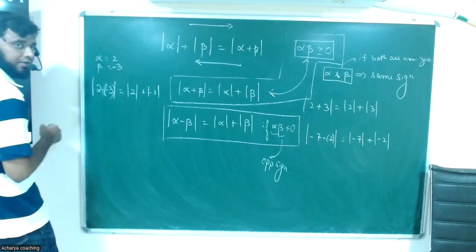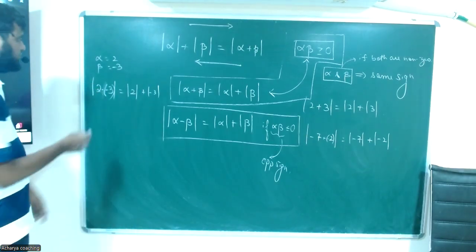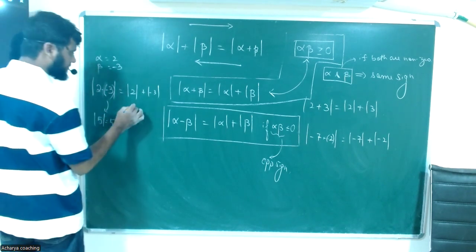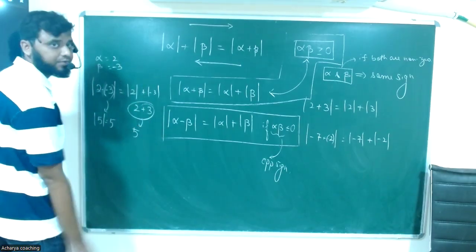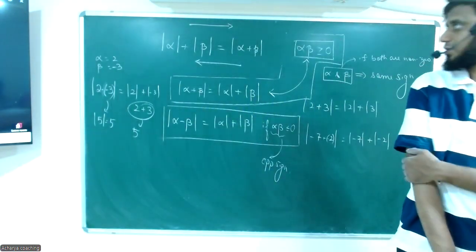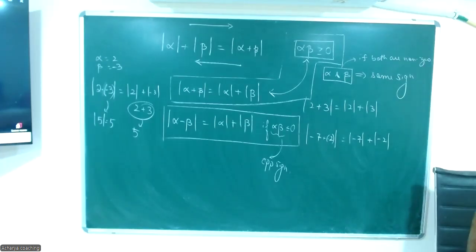Calculate this: 2 plus 3, right? This one, minus into minus plus. So 2 plus 3, 5. So modulus of 5 will be 5. This is LHS. RHS, 2 plus modulus of minus 3, is clear. Is this clear or not? Remember this property. Right to left also you should know, and left to right also you should know. Clear?